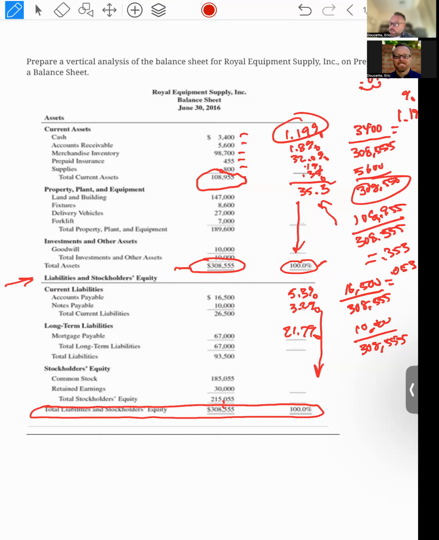Anyway, those are the ways that you figure out what we call vertical analysis. You do the same exact thing on an income statement, but we'll show you it's a little bit different in a minute. But that's how you solve those problems.